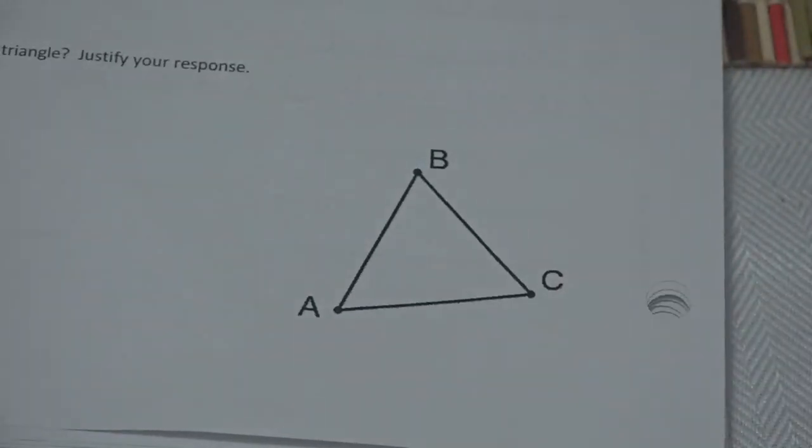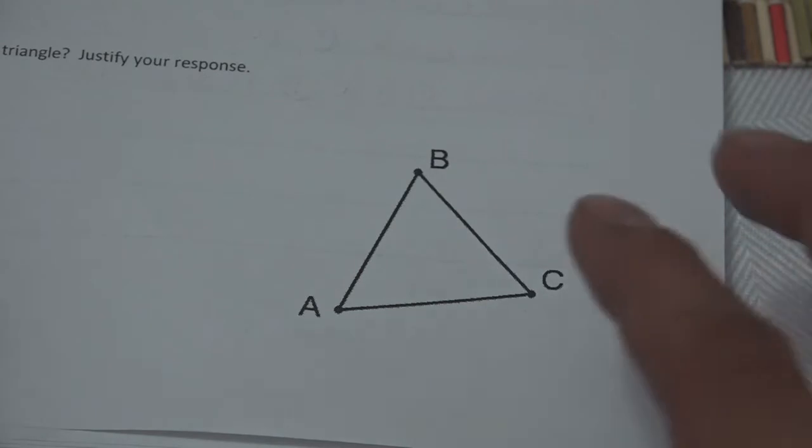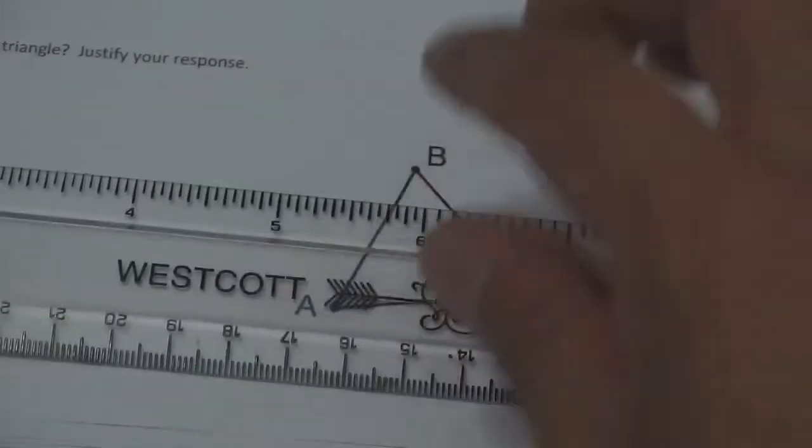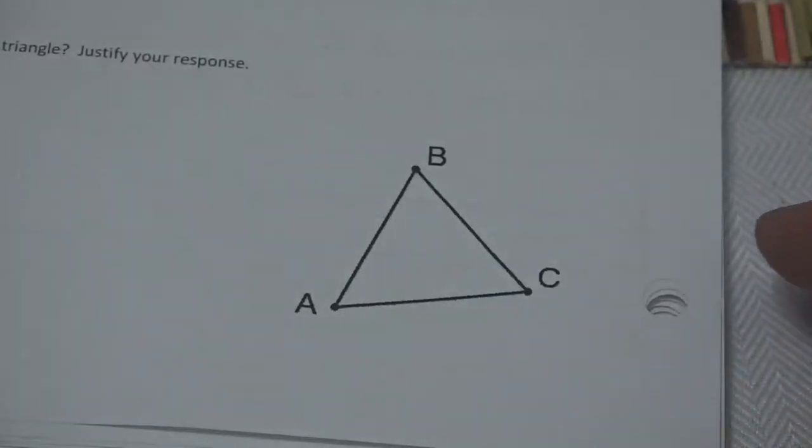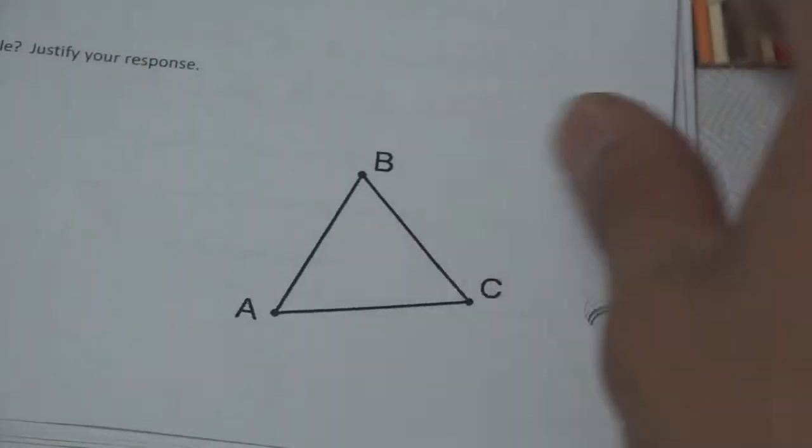Okay. So, is this an equilateral triangle, yes or no? And we have to justify our response. So that's exactly what I'm going to do. I am going to see why it is not an equilateral triangle. Well, how do I know if something is an equilateral triangle? Well, I'm going to carry out the construction of the equilateral triangle. So what am I going to do?